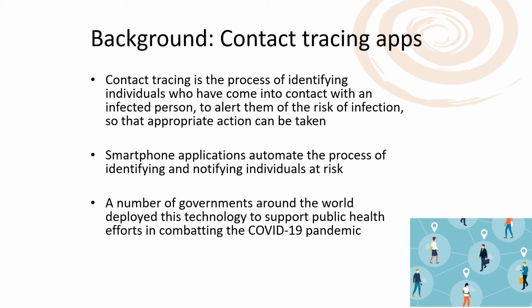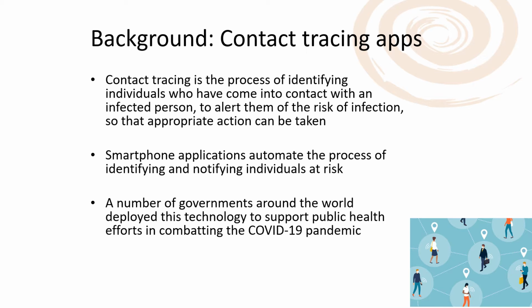Most of these apps use the strength of the Bluetooth signal to measure the distance between devices, but they differ in the location where the contact matching process takes place. In what is commonly referred to as the centralized model, this takes place in a central server that is run by a health authority, whereas in the decentralized model, the matching takes place in the handset itself. The main tech giants advocate for the decentralized model on the basis that it better protects the privacy of users.